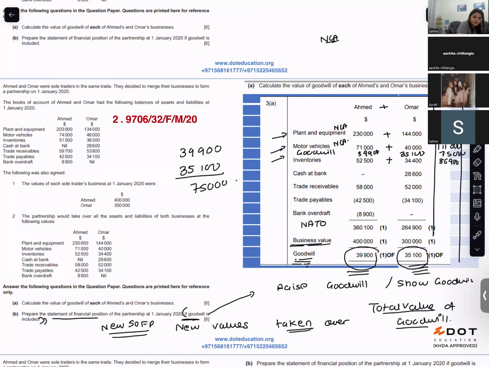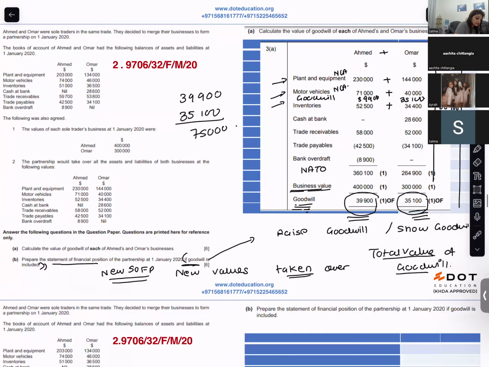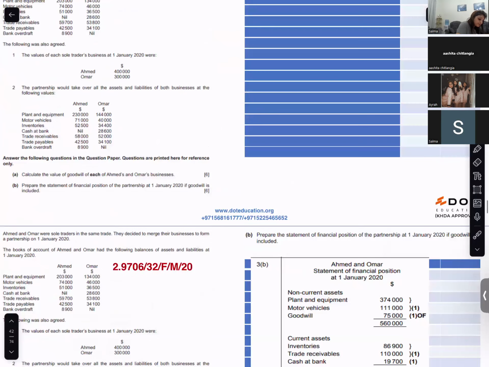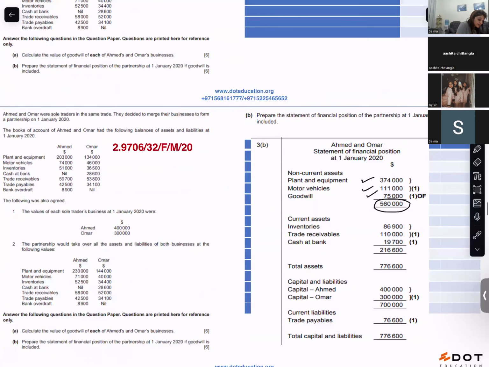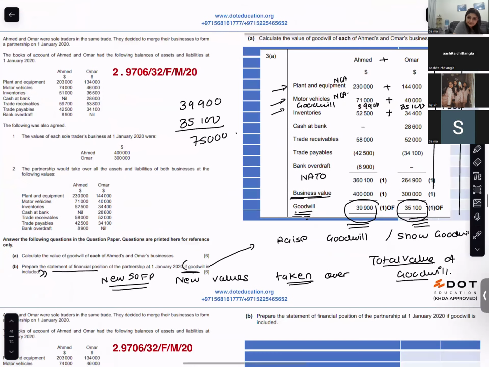So my total non-current assets would be the total. You all can have a look over here. Non-current assets would be plant and equipment total, motor vehicle total, and the goodwill, 560,000. Are you with me? Okay. Now let's go to the current assets.